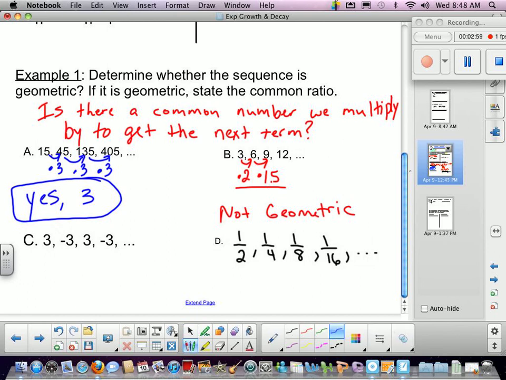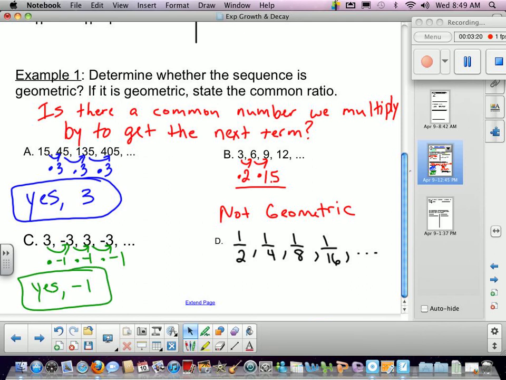All right, how do we go from 3 to negative 3? We multiply by negative 1. Negative 3 to positive 3, multiply by negative 1. So is it a common ratio? Are we multiplying by the same number every time? The answer is yes, and the ratio is negative 1.